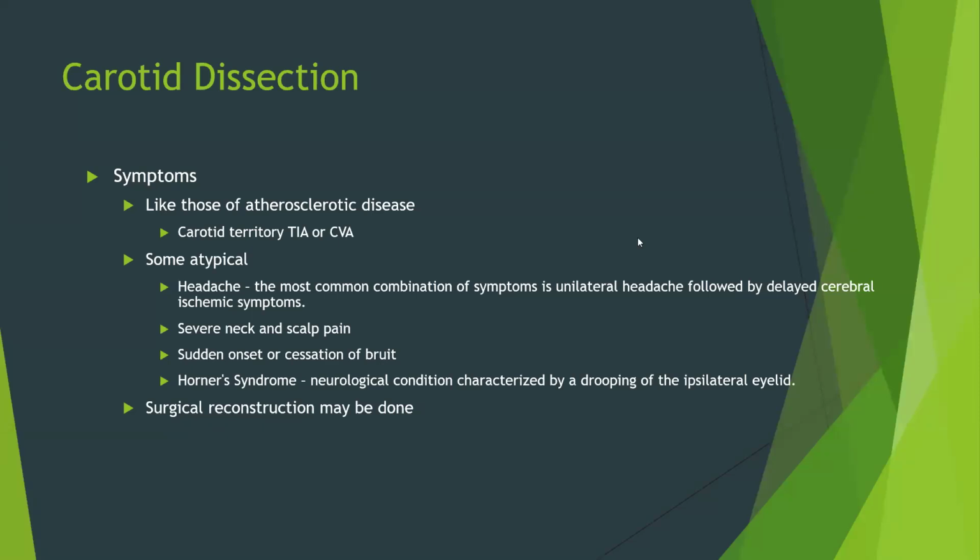So Horner syndrome is just characterized by the drooping of the ipsilateral eyelid itself. So Horner syndrome, a little bit different than amaurosis fugax. But surgical reconstruction is probably going to be done at this point, because once we have a trauma like this itself, that can cause stroke. So it doesn't mean that there's a significant stenosis, but it can still cause strokes. And so the surgeon is going to probably want to repair this dissection sooner than later.